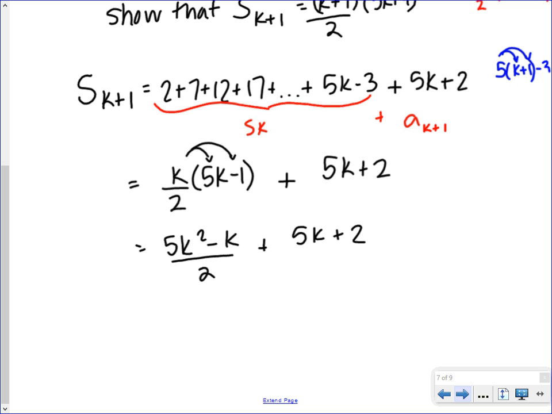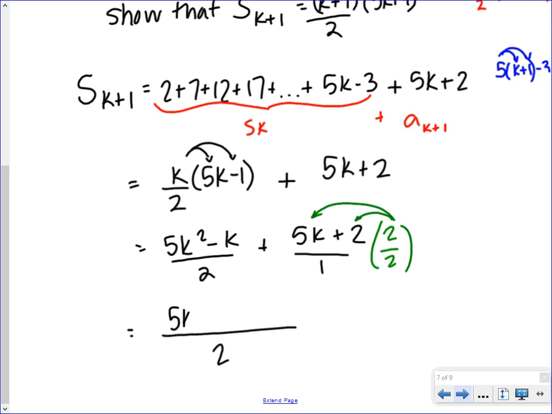In order to be able to add those, I need common denominators, correct? This is really 5k plus 2 over 1. So I'm going to need to multiply this by 2 over 2, so I can have one denominator of 2. Okay, and I can add this up in the numerator. From the first one, I have 5k squared minus k, and then I have 10k plus 4, because I'm multiplying it by 2 over 2 to get common denominators.